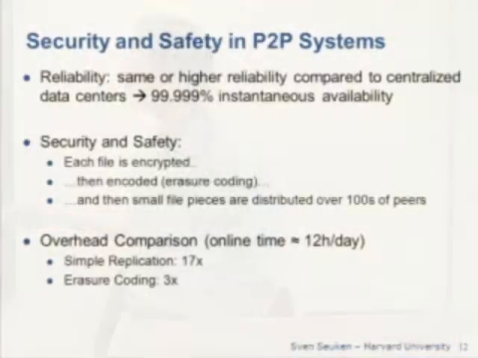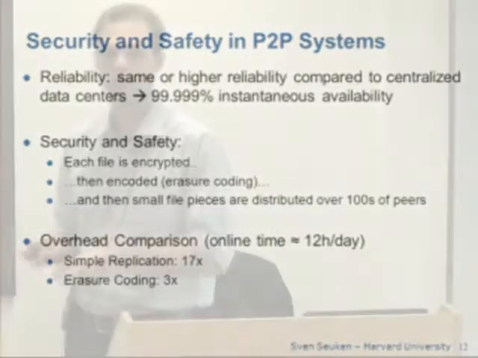To give you a rough comparison, if we assume that every peer is only online 12 hours a day, then if you wanted to achieve this kind of reliability, you would have to replicate the file 17 times to make sure I can always access my file with that probability. By using erasure coding, I only have an overhead of factor 3 instead of 17. So this is why this even makes sense.